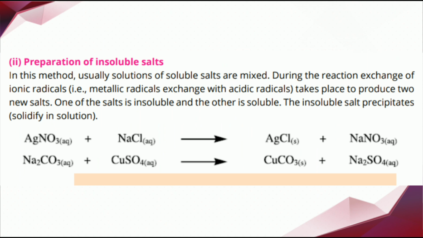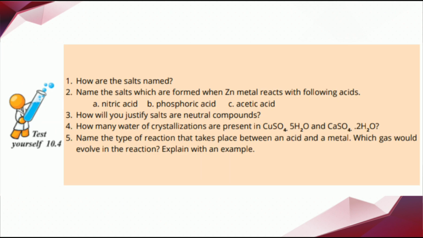This is an insoluble salt. Sodium carbonate Na2CO3 plus CuSO4. When both are mixed with each other they produce copper carbonate. s is written, it means it is in solid form. Precipitates of insoluble salts. So copper carbonate is insoluble and sodium sulfate Na2SO4 is soluble. It is in aqueous form. Now preparation has been completed. 4 methods for the preparation of soluble salts and 1 method for the preparation of insoluble salts.